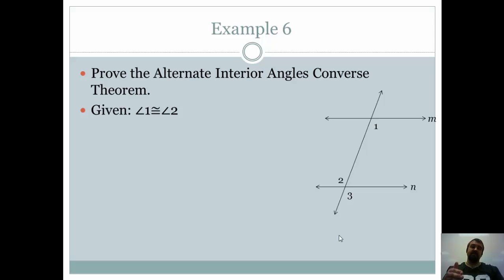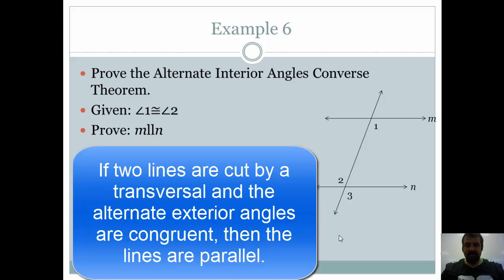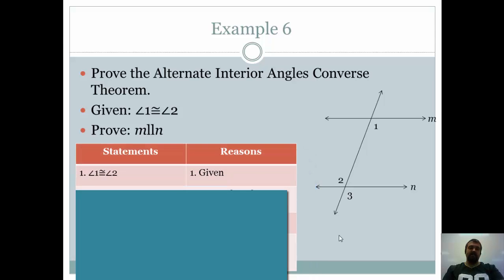And what I'm trying to prove, the then part of the alternate interior angles converse theorem, is then the lines are parallel. So in this case, line M is parallel to line N. If I get that, that's what I'm going for. At this point, it's time to do my proof. So, statements, reasons, always copy down the given first. That's the nice one. Angle 1 is congruent to angle 2, given.